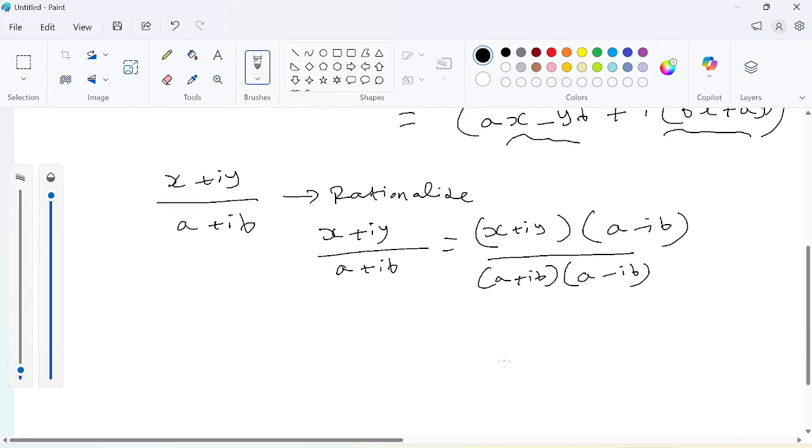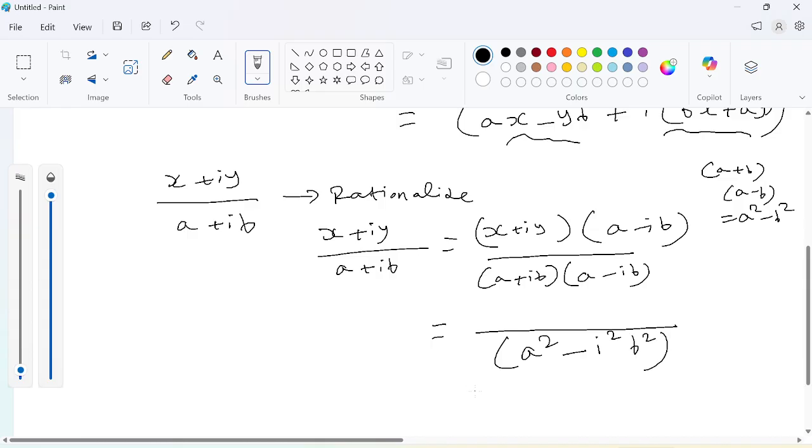But why I'm doing this is because your denominator should form a real number so that you can express this in the form of p plus iq or a plus ib or x plus iy, like that. Why, how the denominator will form a real part, I'll tell you here. See, this is in the form of (a + ib) into (a - ib). We know in algebra, (a + b) into (a - b) is equal to a square minus b square, right? The same thing I'm doing here. So a square minus i square b square.